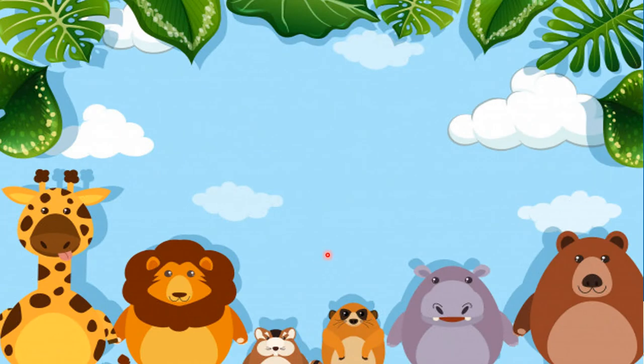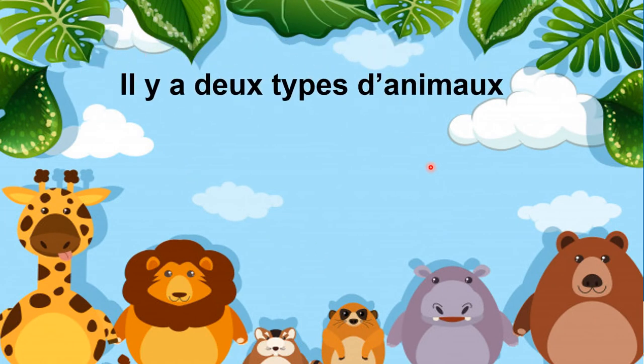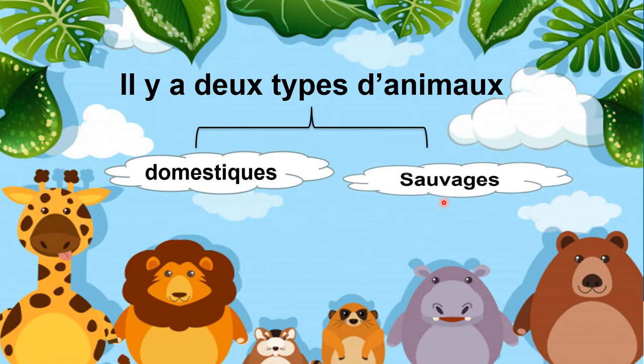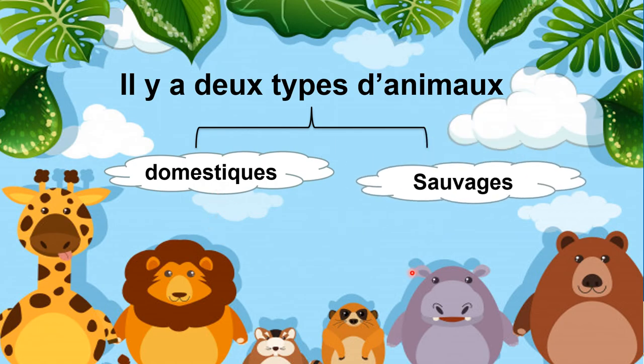Now we see other two kinds of animals in the zoo. Maybe you found it. Il y a deux types d'animaux. We have two kinds of animals. Il y a deux types d'animaux, domestique et sauvage. Que veut dire domestique? Que veut dire sauvage? What the meaning of domestique et sauvage?